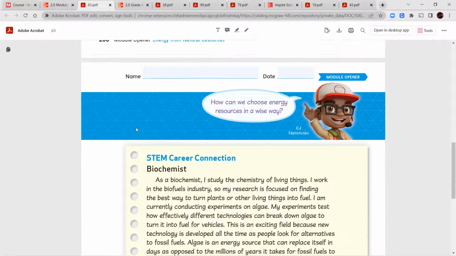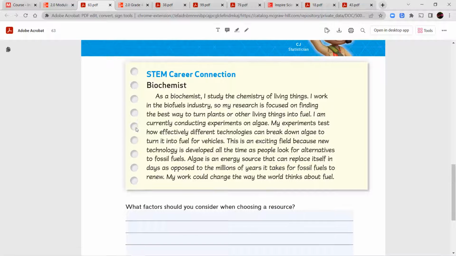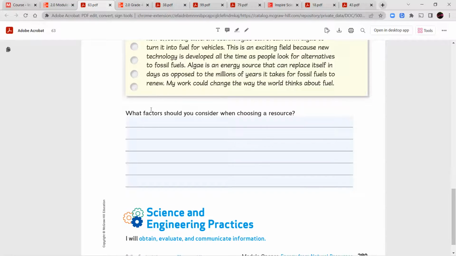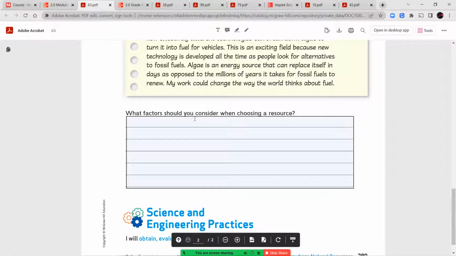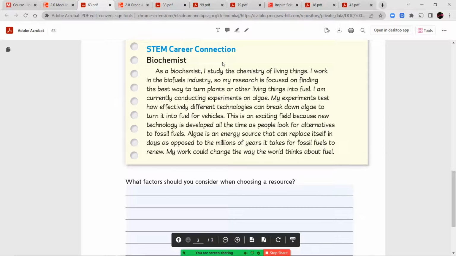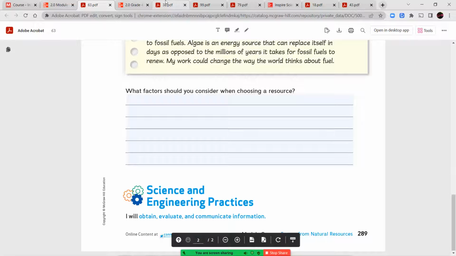Next, you're going to read the STEM career connection about the biochemist, and you're going to write what factors should you consider when choosing a resource. So what are the things you need to think about when picking a resource? So read through here and then make your decision and write down your answer.